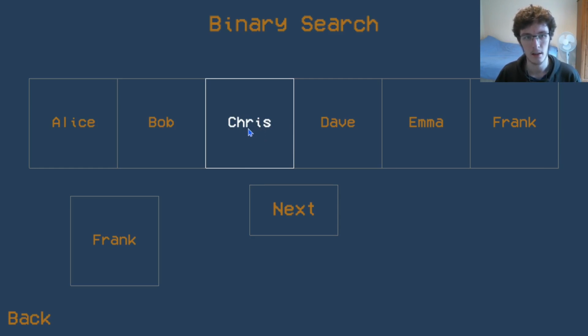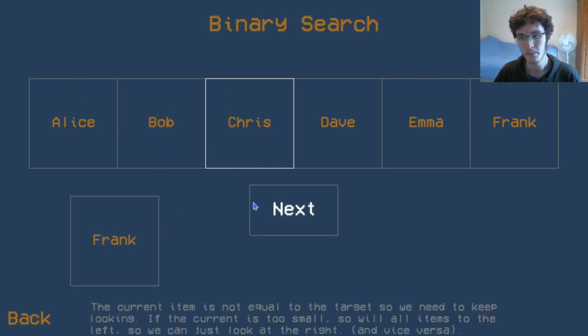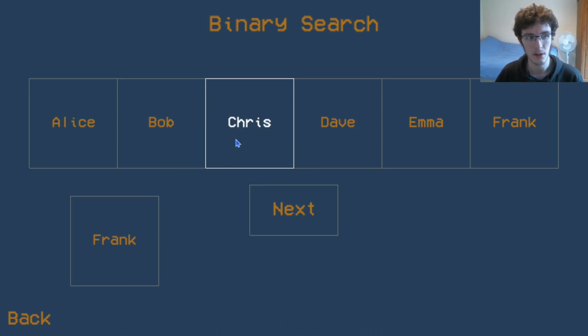And what we can say is that Alice and Bob are not going to be equal to Frank. We can rule them out without even doing a proper check because they are left of Chris. Every value left of Chris is going to be alphabetically before Chris. Our target is alphabetically after, so we can just completely ignore these. We know that Chris is not a match either, so we can rule out Chris, and we effectively have a new collection of size 3, Dave, Emma, and Frank.